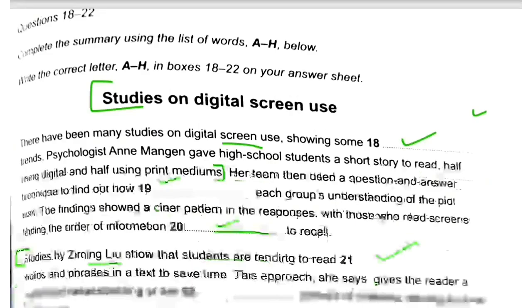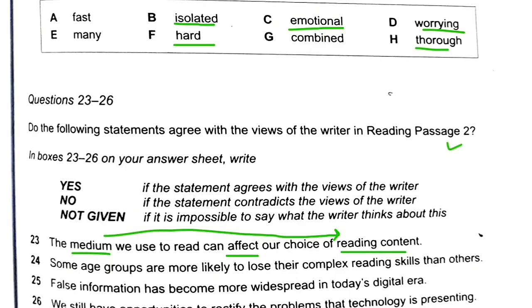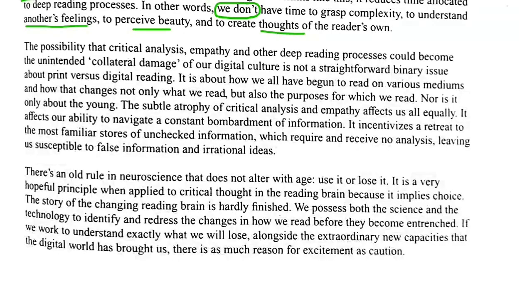Now we have completed the summary question type. Now we have yes, no, not given. And see here they are speaking about the reading content and the medium. We look into the next paragraph. The possibility that critical analysis, empathy, and other deep learning processes could become the unintended collateral damage of digital culture is not straightforward. It is not only about print versus digital reading. It's about how we all have begun to read various mediums, and how that changes not only what we read but also the purpose for which we read. Or is it only about the young?